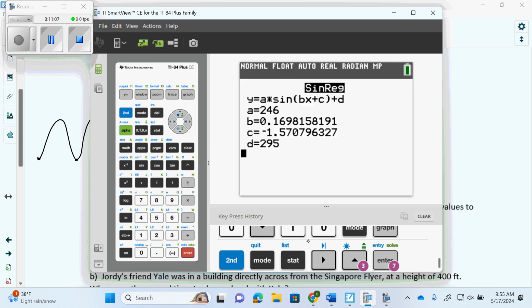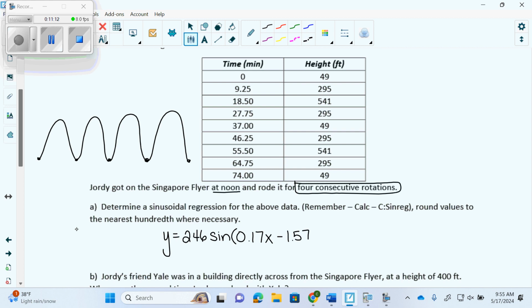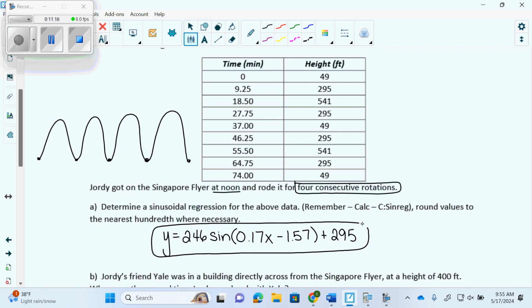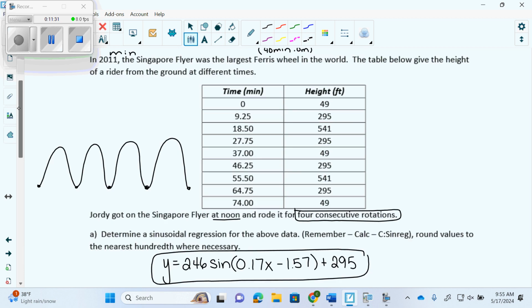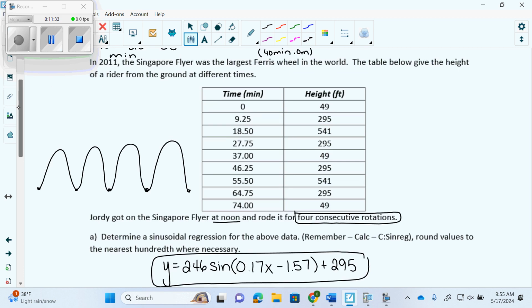And it shows a closed bracket plus d. So I'm going to do a closed bracket plus 295. Now here it says Jordy's friend Yale was in a building directly across from the Singapore Flyer at a height of 400 feet. So did I give you time, which is x, or height, which is y? I gave you y. Okay, let's go back to that.